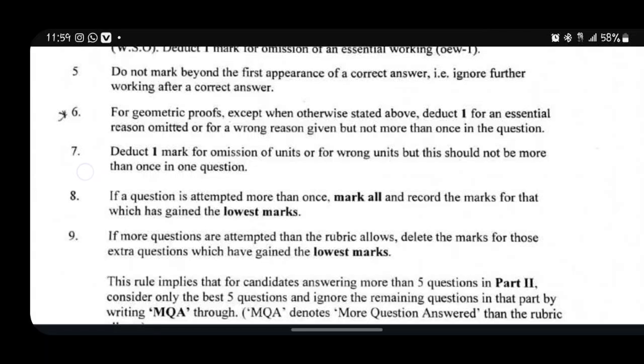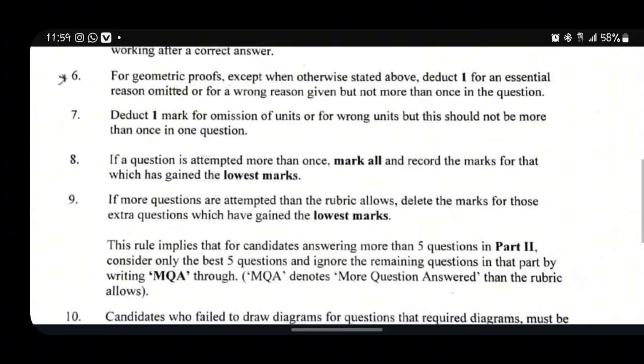Now let's look at number 7. You deduct 1 mark for omission of units or for wrong units, but this should not be done more than once in one question. Let's say we are told to look for the area of a circle or the area of a rectangle, and we know the area of a rectangle is length times breadth. And it's given to us in centimeters.